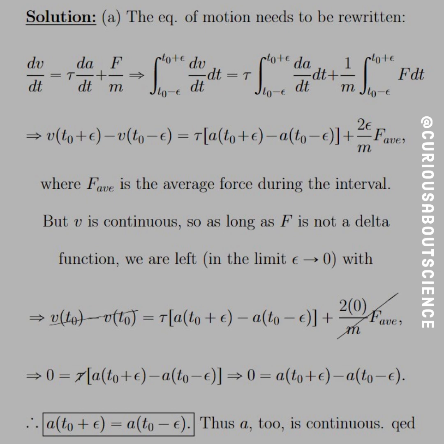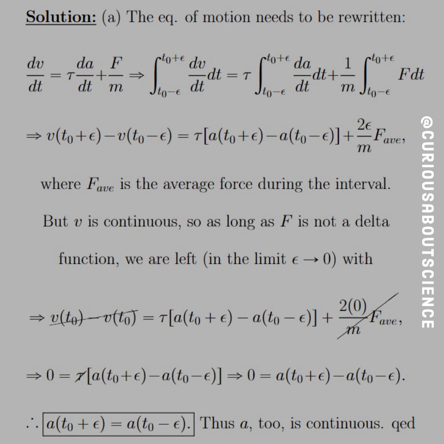But again, if it's constant, or if it varies with time, we can evaluate it. But for the sake of this, we're just going to use the average force since it looks like an averaging integral anyways. So long as it's not a delta function, we are left with, in the limit as epsilon goes to 0, v of t naught minus v of t naught is equal to tau times a of t naught plus epsilon minus a of t naught minus epsilon. And if we put epsilon equals 0 on that force average term, that goes to 0. Left-hand side goes to 0.